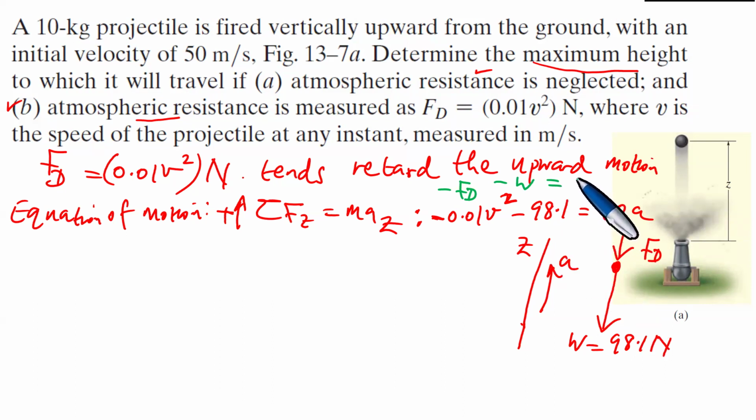As they act, it becomes 10A. By Newton's second law, the sum of all the forces equals the mass times the acceleration. The mass is 10 kilograms, and the acceleration is A. And therefore we have minus 0.01 V squared. So what do we achieve? We achieve exactly this equation. But now what do we want? We want to determine the maximum height.